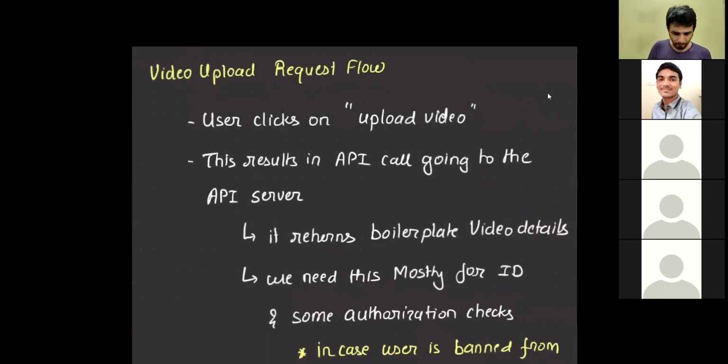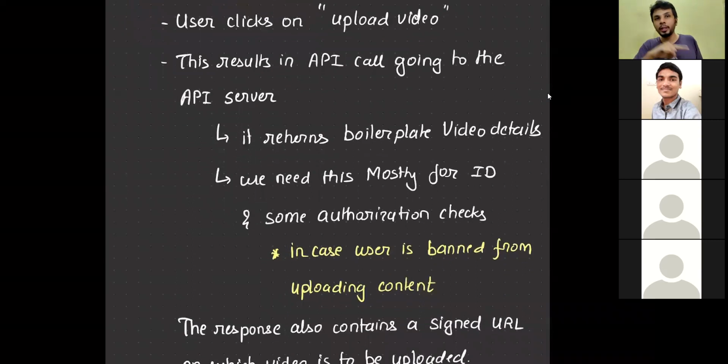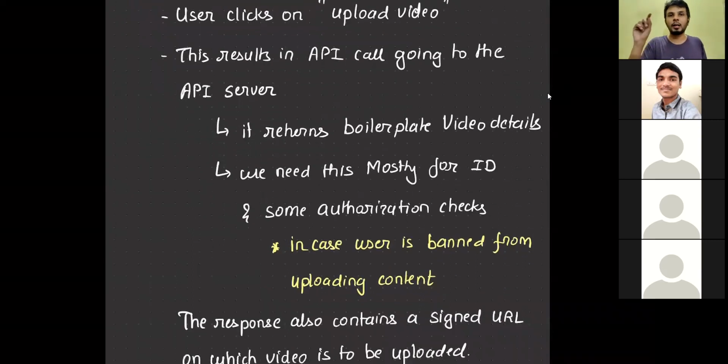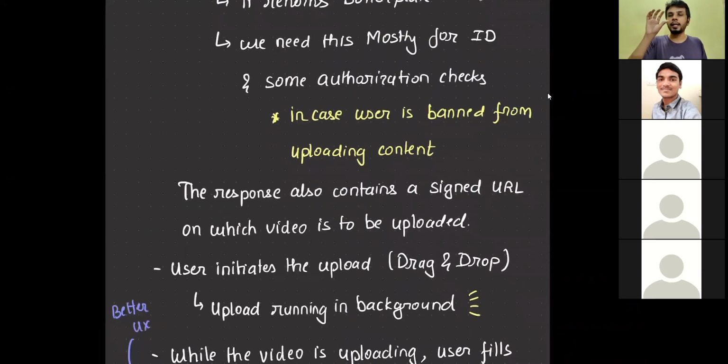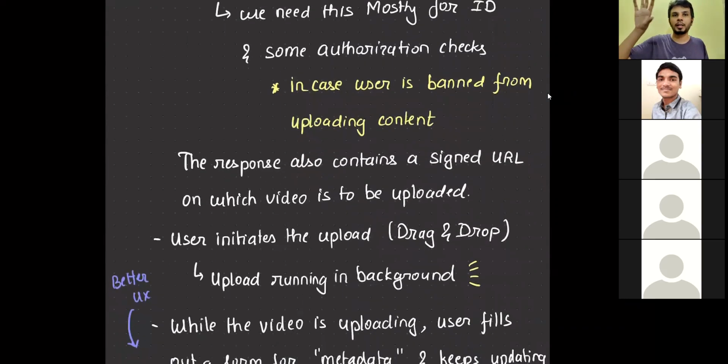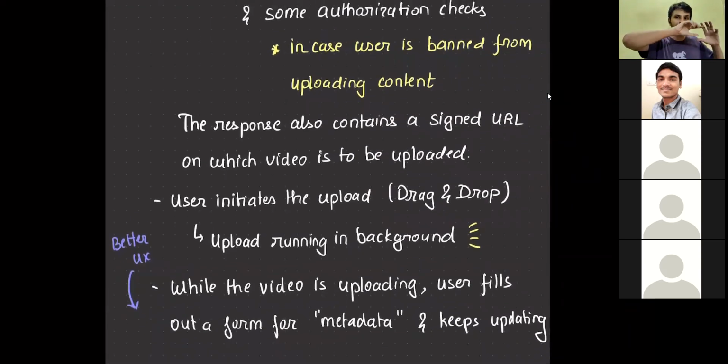Okay. Now the video upload request flow is like this: the user clicks on upload video. One thing that we definitely want to think about is making the user experience better. When the user clicks on upload video, this results in an API call going to the API server. It returns boilerplate video details, but what we definitely need is just the ID and a signed URL on which the video needs to be uploaded. This signed URL is where my client would be uploading the video to. So it will be the blob storage on which the video is directly getting uploaded.